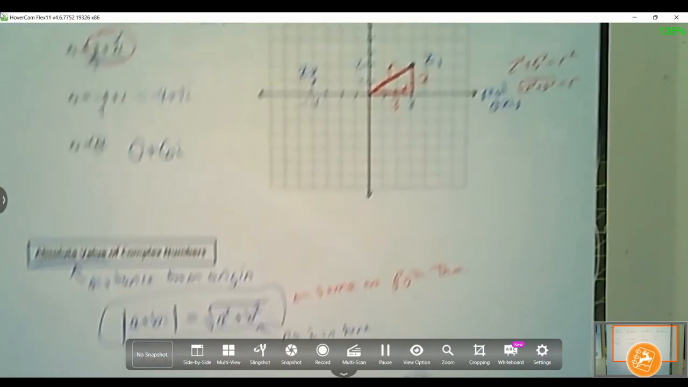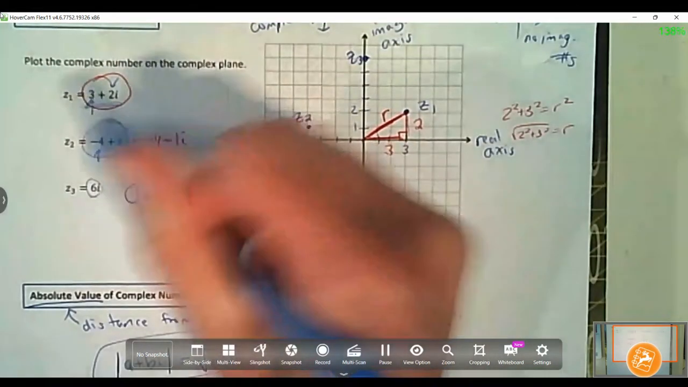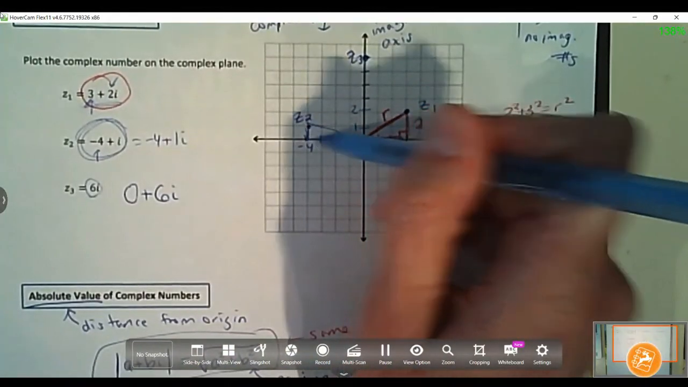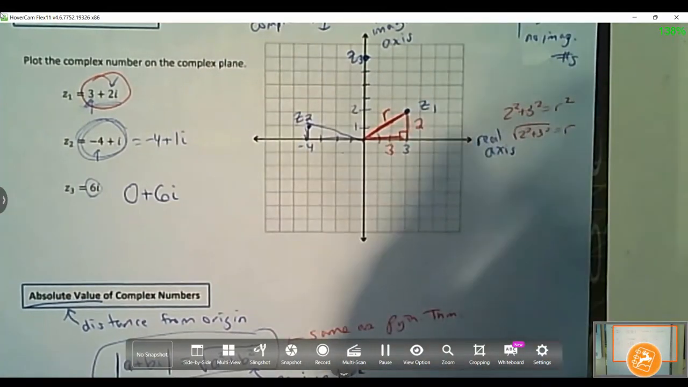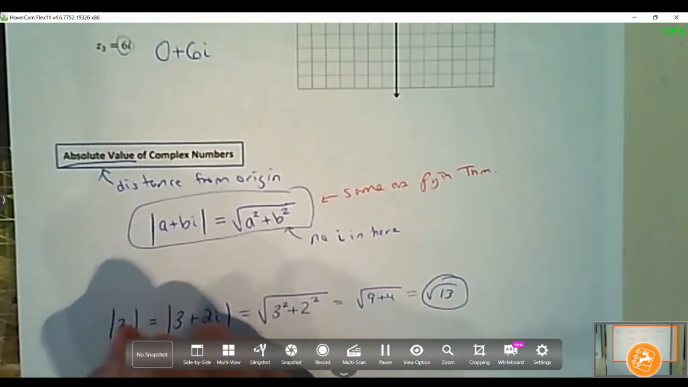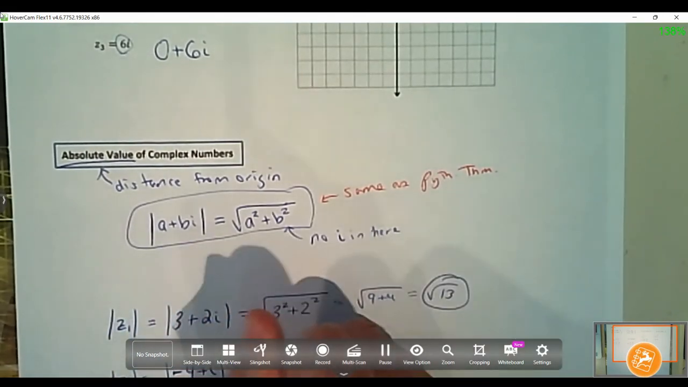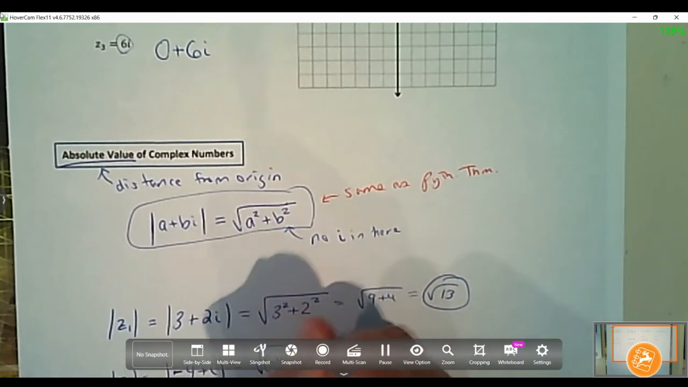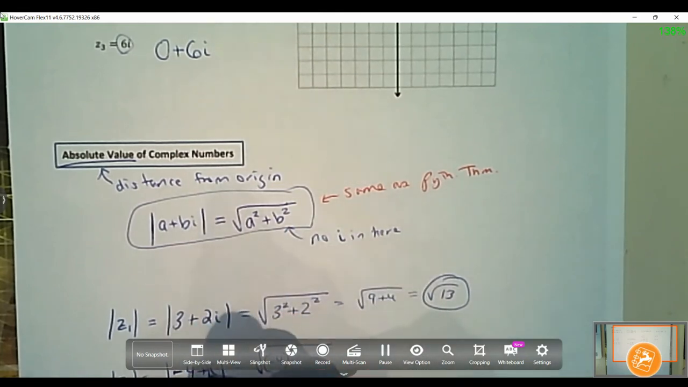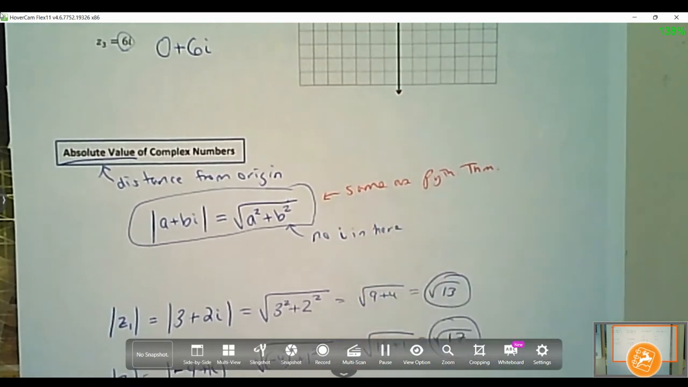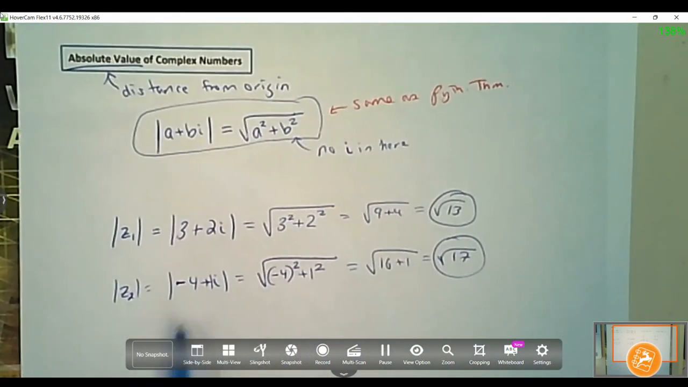All right, now for z sub 2, we're going to find the absolute value of this number next. So we want to find that distance. If you wanted to, you could just drop an altitude right there, make a triangle, and use the Pythagorean theorem, no problem. If you'd prefer to have this as a new formula, that's fine as well. What's going to happen here is we're going to do the square root of the real number squared, and then the coefficient of i is 1. And what we end up with here is the square root of 17. And that's the distance from the origin to the point z sub 2.